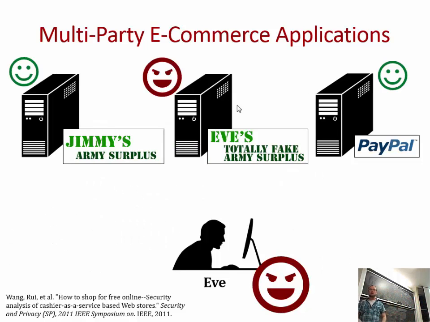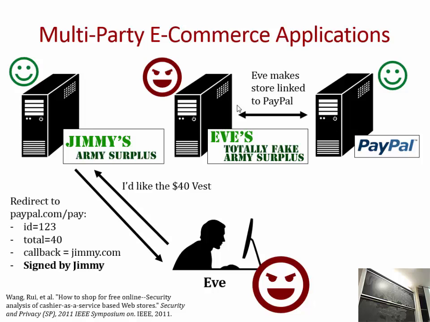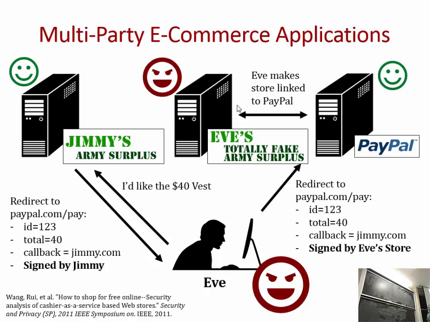So that's good. Here's an elaborate one. What about Eve's totally fake army surplus? This evil page that just popped up on the internet. Here's Eve, who's in control of that website. So what we're going to do is ask Jimmy, hey, I'd like that $40 vest. Oh, okay, that's fine. Just go to PayPal and say $40 and this ID. Call back to Jimmy. And we're going to say, hey, redirect to PayPal.com with all the same information, except we are going to sign it ourselves in the Eve store.